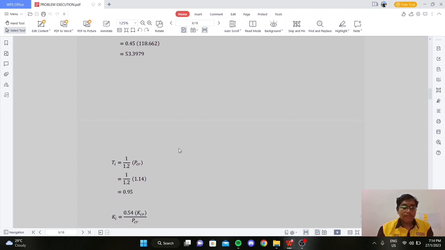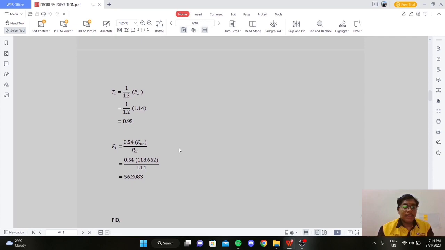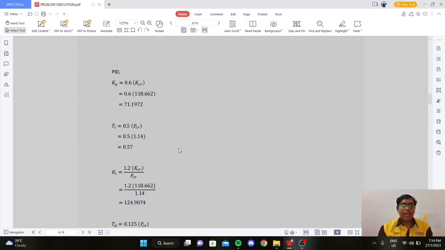Next for Ti, the formula is 1 over 1.2 times PCR. The value of PCR is 1.14. So we will get the Ti value is 0.95. And lastly, for PI, we have to find the Ki. The formula used is 0.54 times KCR divided by PCR. The value of KCR and PCR is the same as above. So we will get the Ki for PI is 56.2083.